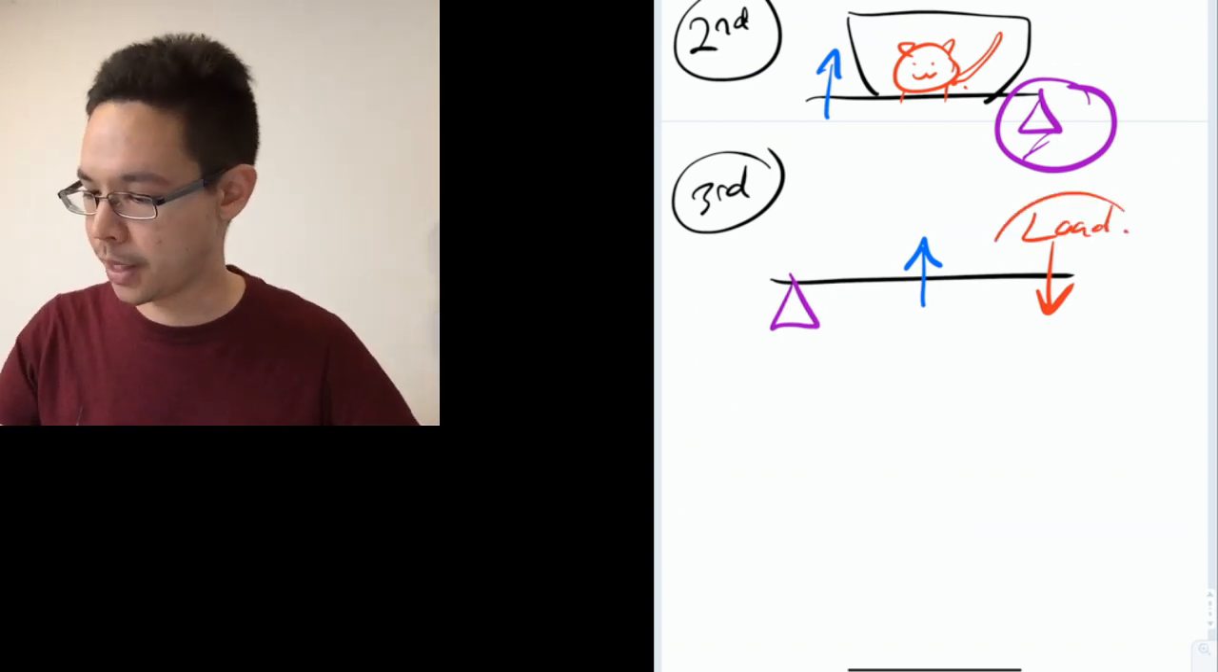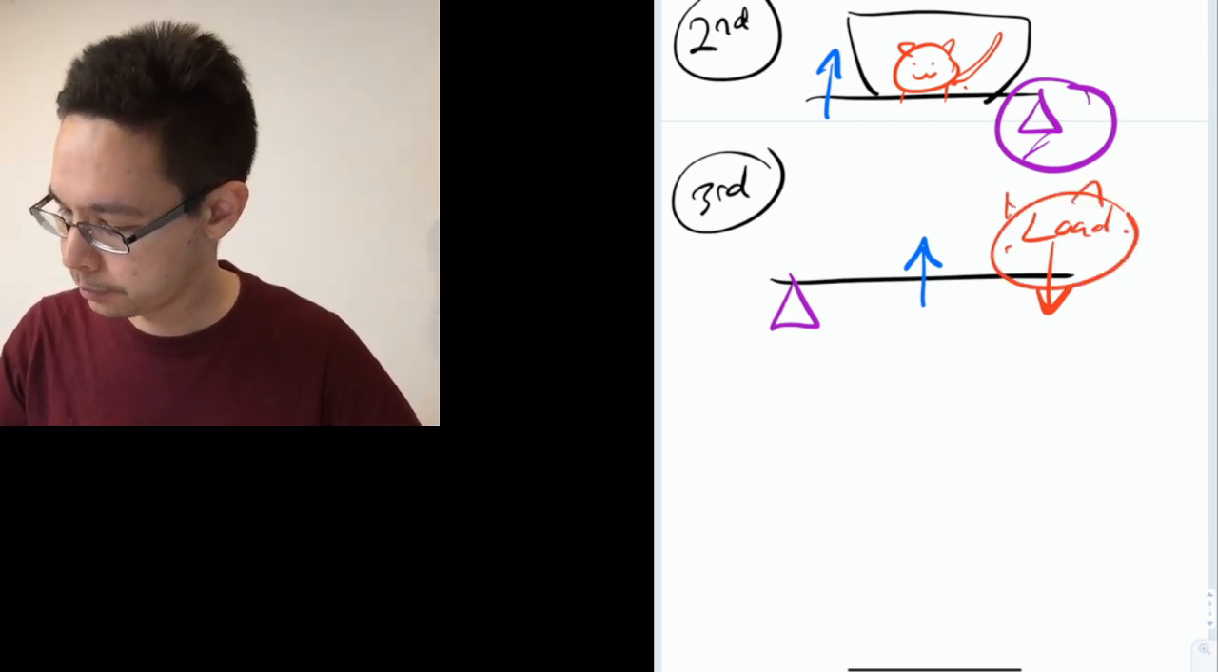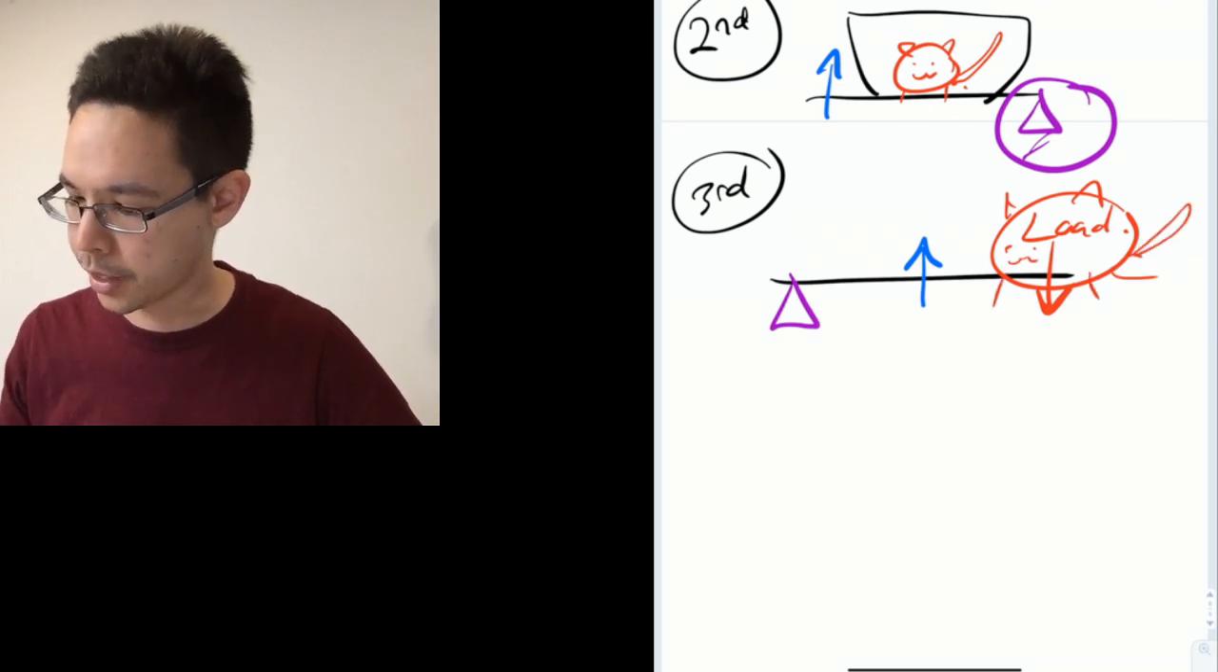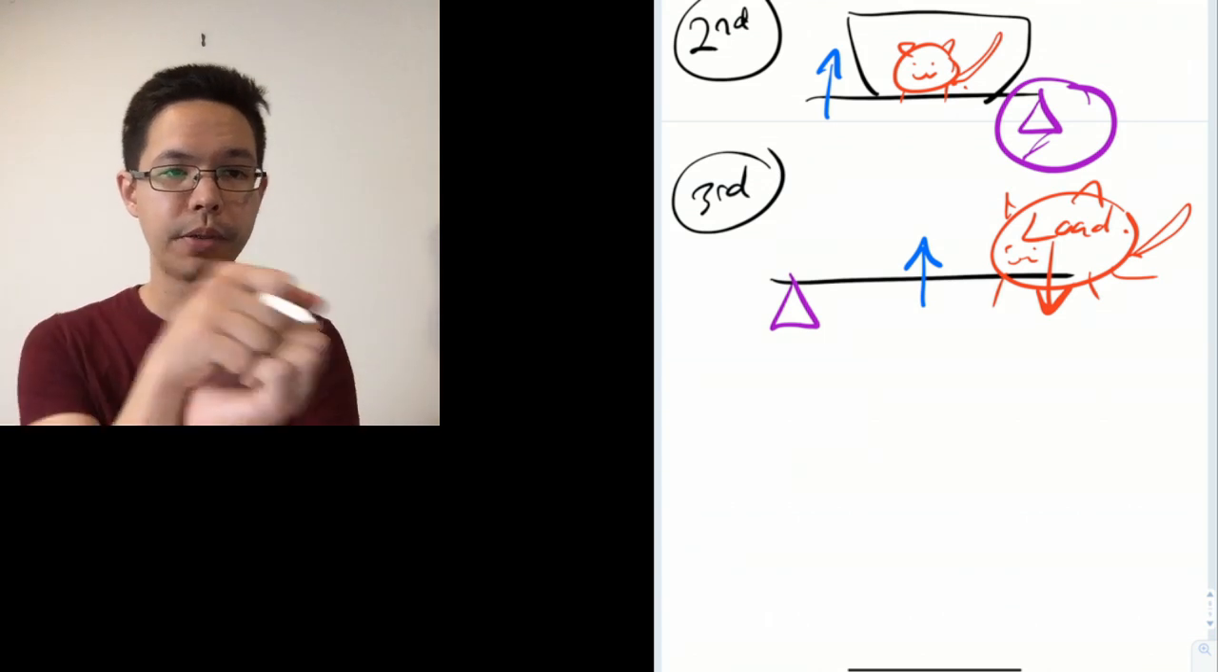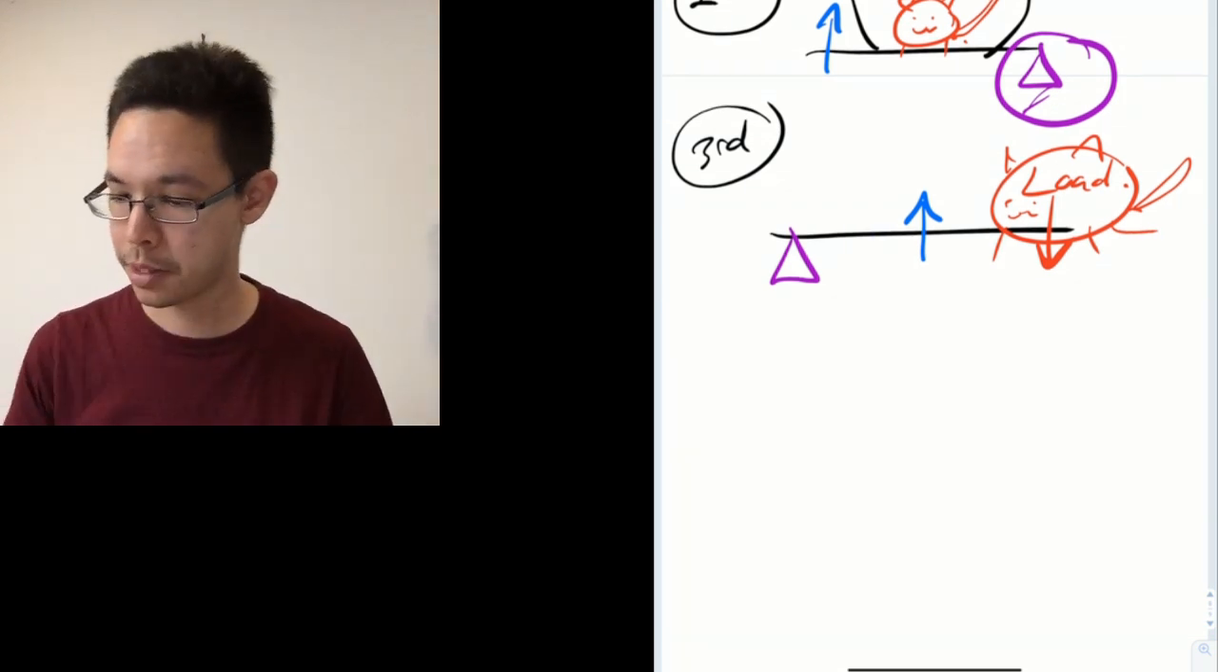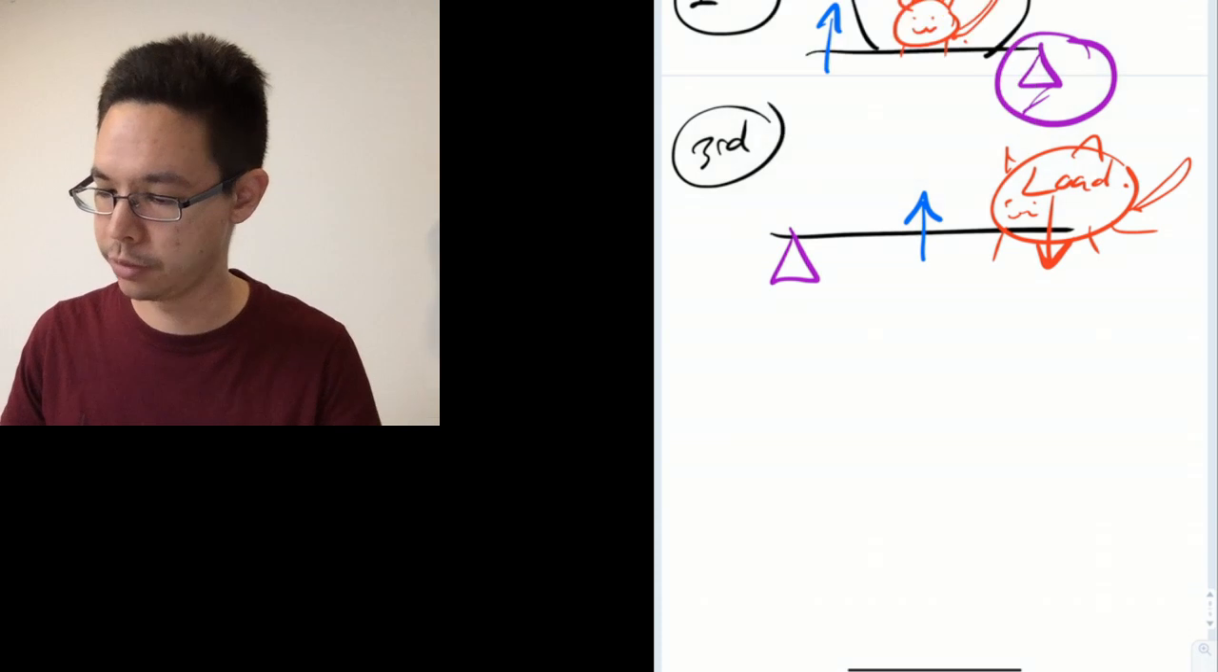Okay, so that load could be again like that cat. And the effort is right in the middle, so this is basically our catapult, isn't it? We can slingshot the cat really, really fast.